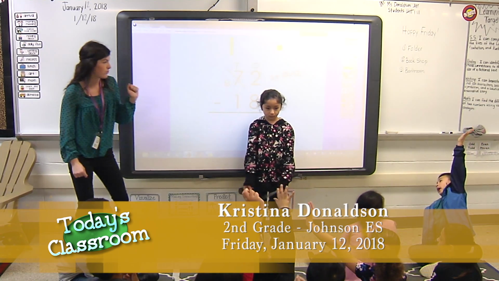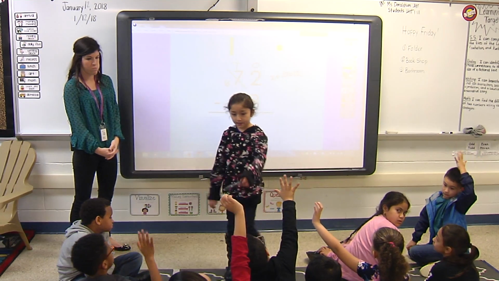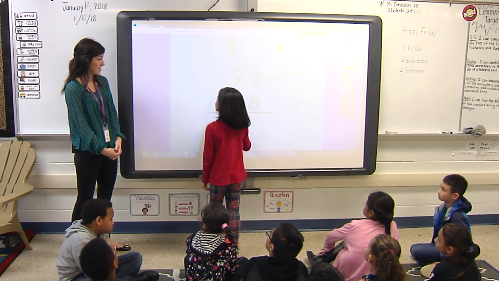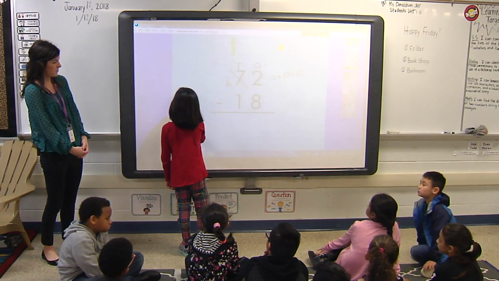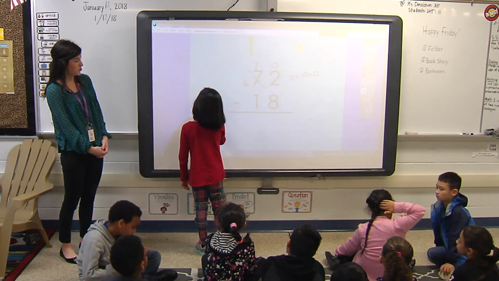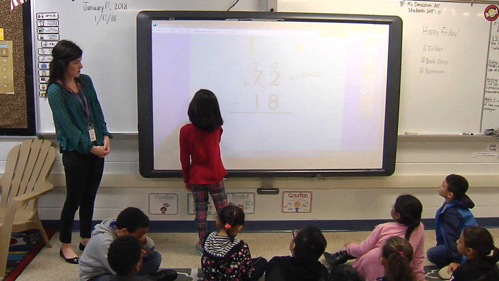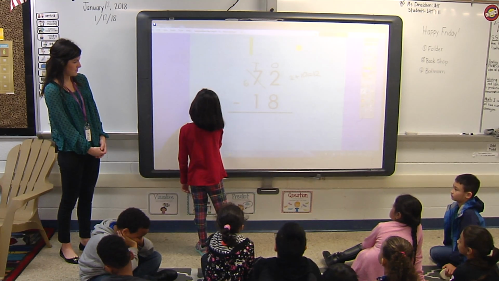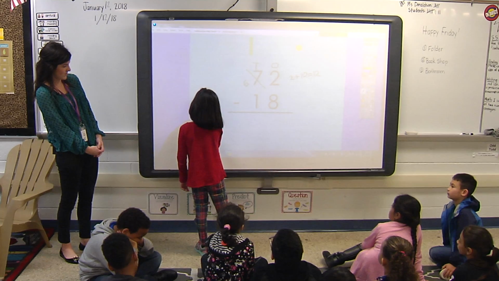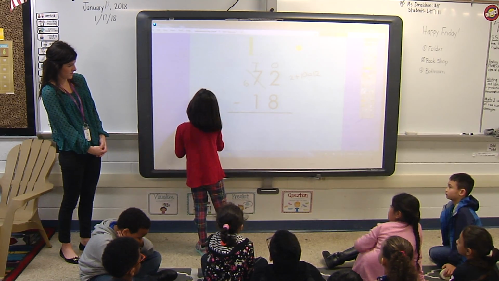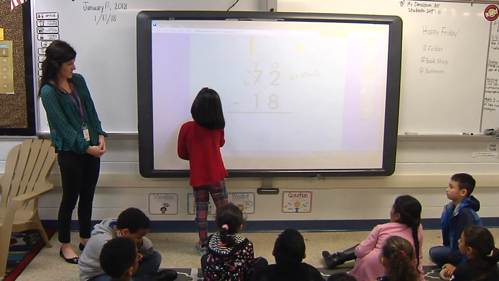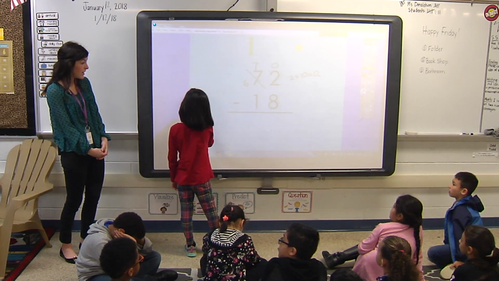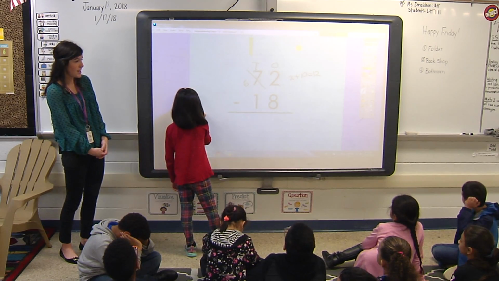All right, I need someone to please solve the ones place. Now that we know we have 12, we can do 12 minus 8. Who can solve that for me? You can make your dots, that's a strategy. So how many dots are you drawing? 12. Okay, now how many do you need to take away? Eight. Eight, very good. So this is a strategy you can use. If you feel like you need to see your subtraction problem, you can draw your dots out and she's taking away the eight that she needs to.